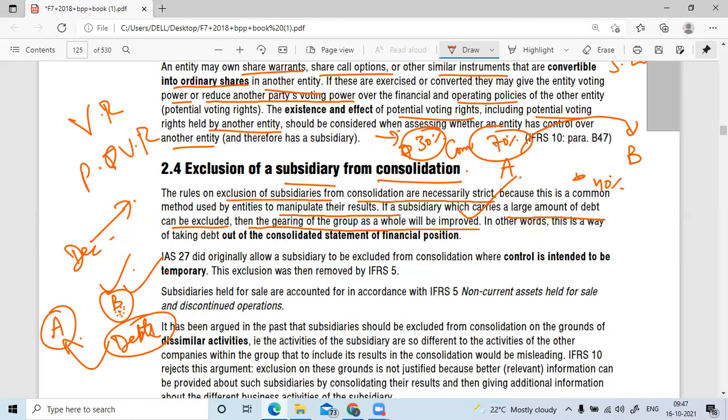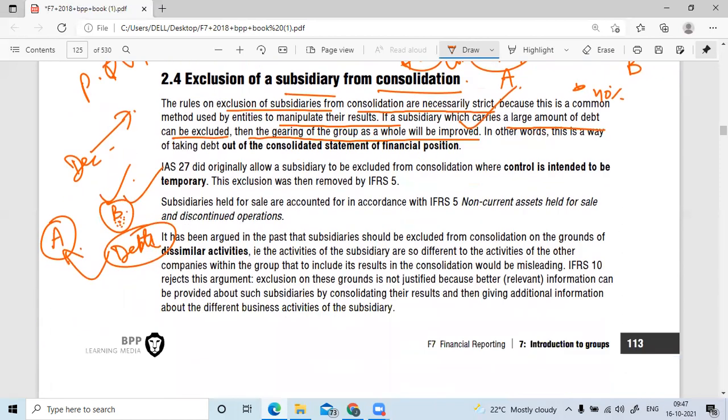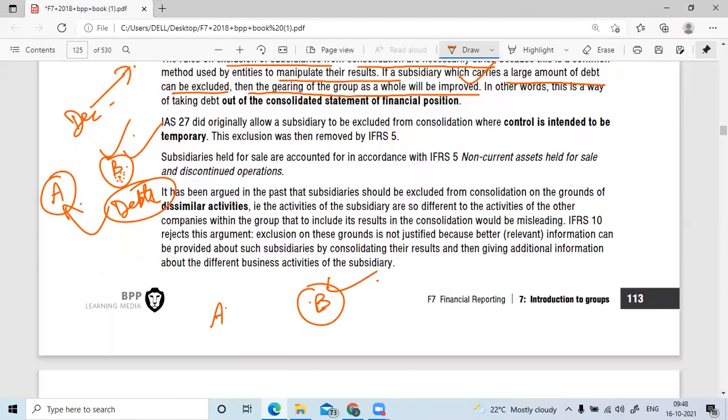What did you understand with this? See, there is a parent, there is a subsidiary. The parent wants to exclude this from the books. That means they don't want to continue with the subsidiary. They want to sell all the stakes in it. Why do they want to do that? Because this company has a lot of debts.